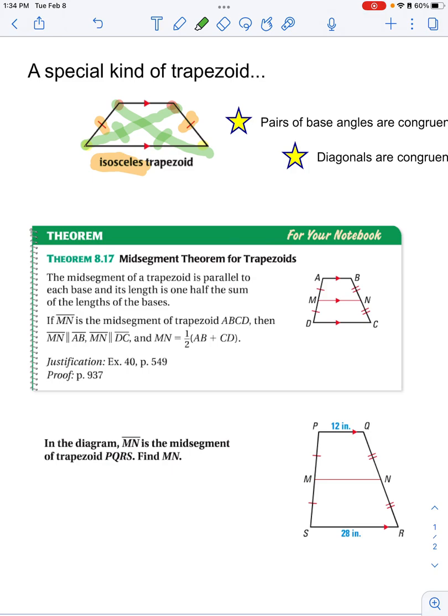So we've got this midsegment theorem for trapezoids. The midsegment of a trapezoid is parallel to each base, and its length is 1/2 the sum of the lengths of the bases. So again, what does that mean? That means that if MN is the midsegment of my big, huge trapezoid here, then MN is parallel to AB, MN is also parallel to DC, and MN equals 1/2 base AB plus CD.